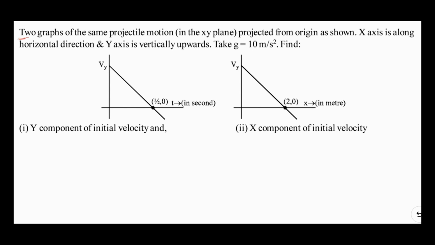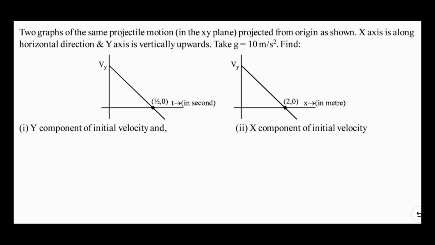In this question it is given to us that two graphs of the same projectile motion, which is in the xy plane, projected from origin, are shown. So two graphs are given to us for the same projectile motion, and that projectile is in the xy plane and it is projected from origin. X axis is along the horizontal direction and y axis is vertically upward.